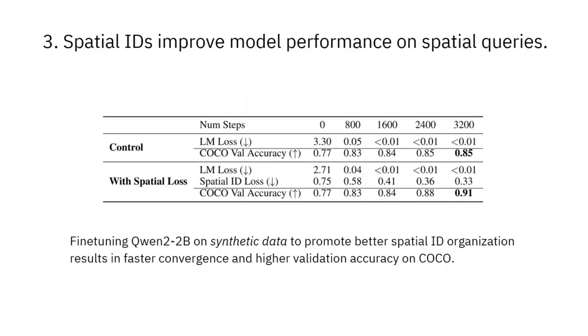Fine-tuning a Qwen 2B checkpoint on synthetic data to promote better spatial ID organization results in faster convergence and higher validation accuracy on COCO. Here, the spatial ID loss computes the cosine similarity between the predicted and ground truth spatial ID in an intermediate layer.